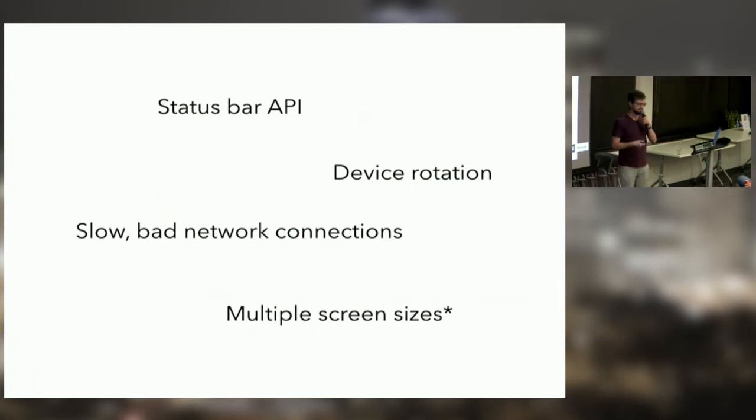Slow, bad network connections. You should still build your app so that it's resilient to crappy network conditions. But these things are stationary and they have a pretty persistent either Wi-Fi or Ethernet connection. So you're going to have way fewer networking headaches.